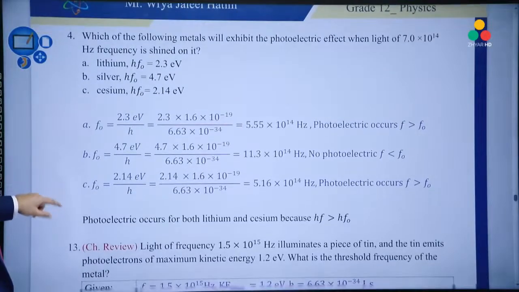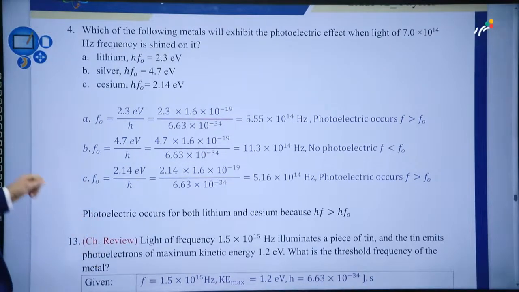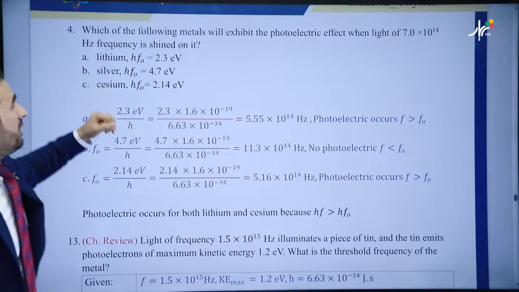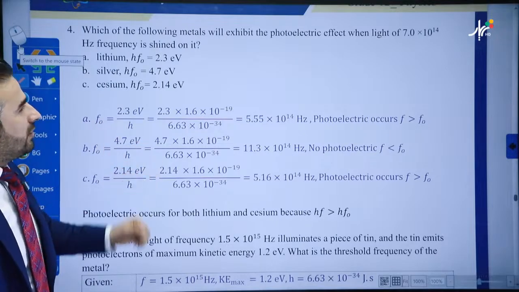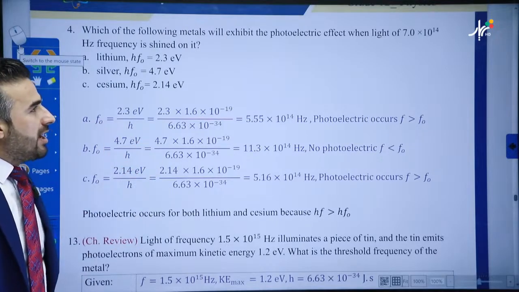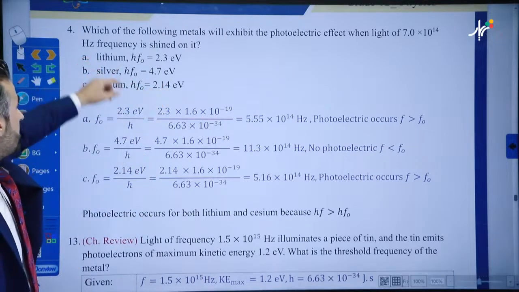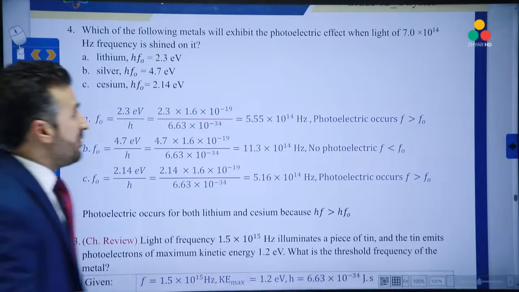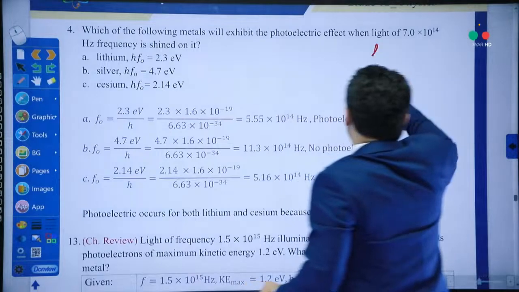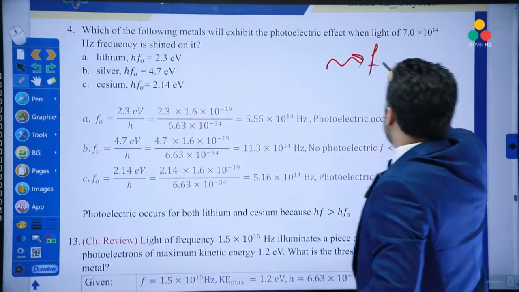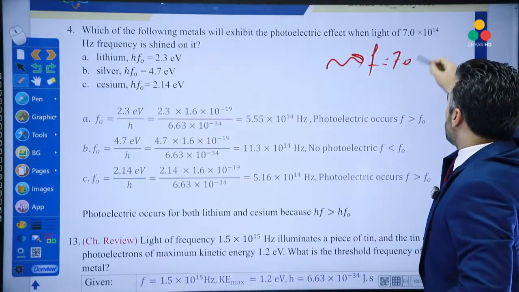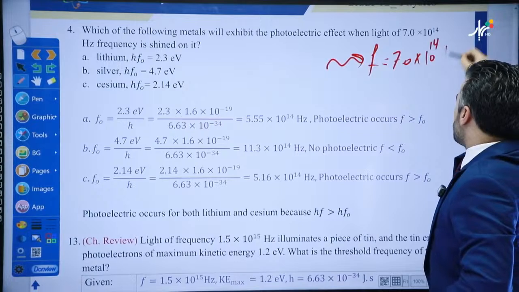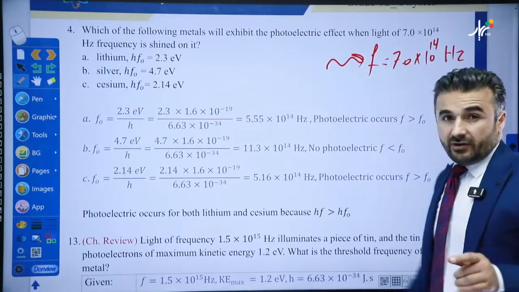All right, take a look at this one here. This is also something interesting, especially for multiple choices maybe. It says, which of the following metals will exhibit the photoelectric effect when a light of this much hertz, let's say frequency, is shined on it? So remember this, that means the incident frequency, it is what? It is 7.0 times 10 to the power 14 hertz. That is the incident frequency.